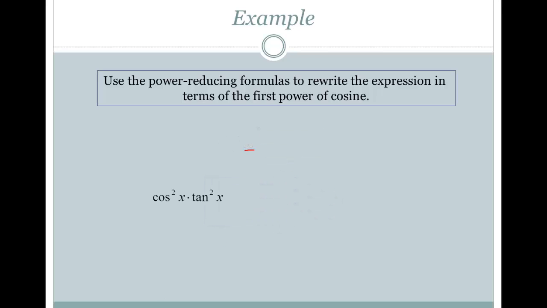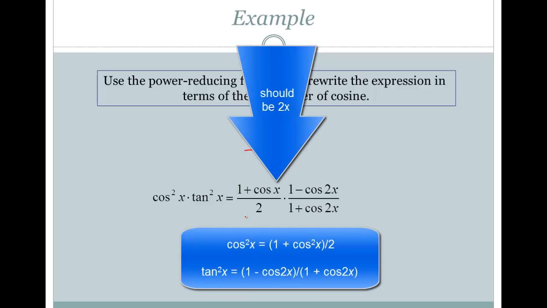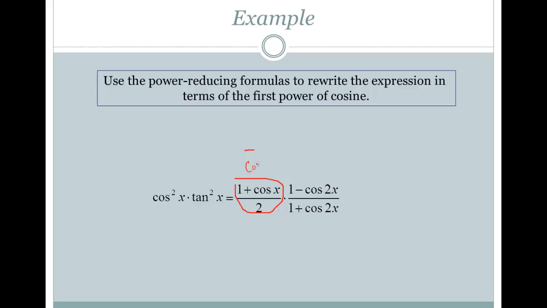If I have cosine squared x times tan squared, I can substitute in for both of those. This term right here is my cosine squared, and this one right here is tan squared. If I look at that, this term and this term are going to cancel, and I'm going to get left with 1 minus cosine 2x over 2, which you should note is also equal to sine squared of x.